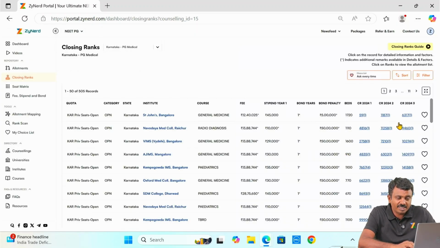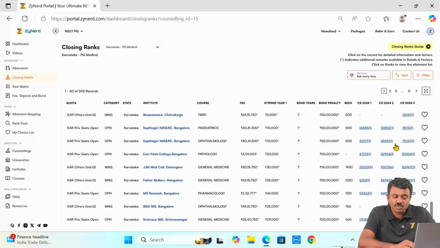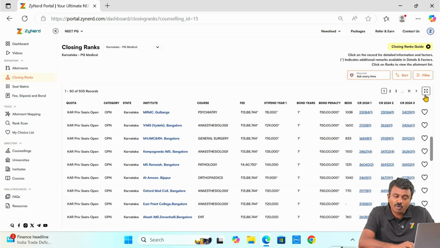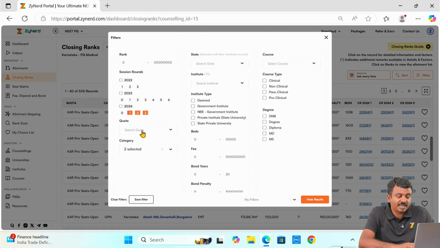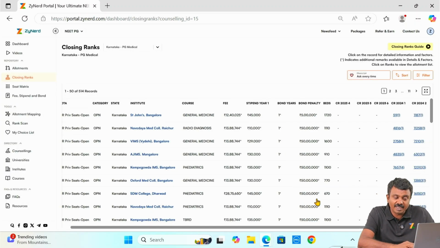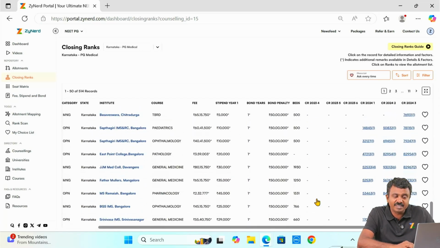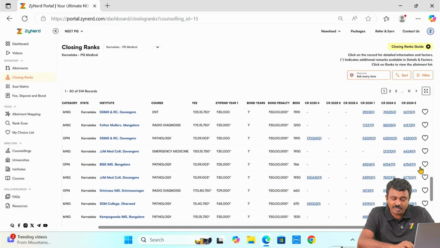You will see the closing ranks. These are all India ranks, which seats closed at what rank, and if you want to go back and see last year where in stray round these seats closed, etc., you will also be having a reference over here. It may not be a direct reference, at least it will tell you, let us say the previous year these were the seats available.